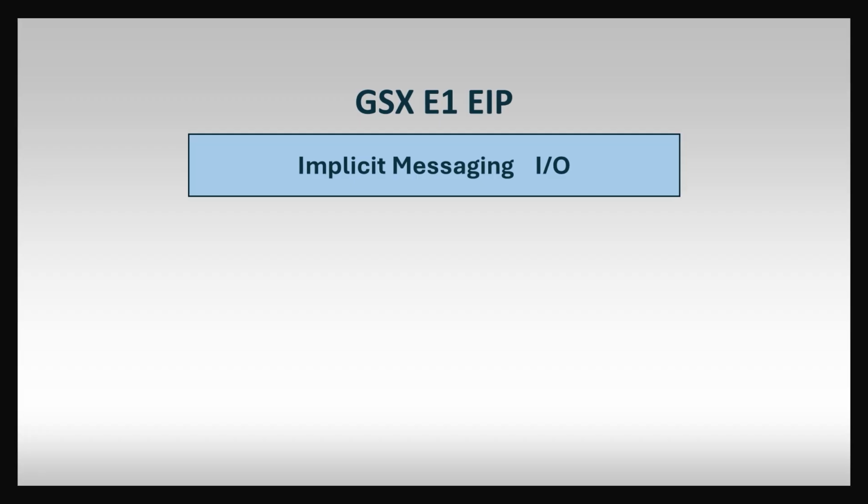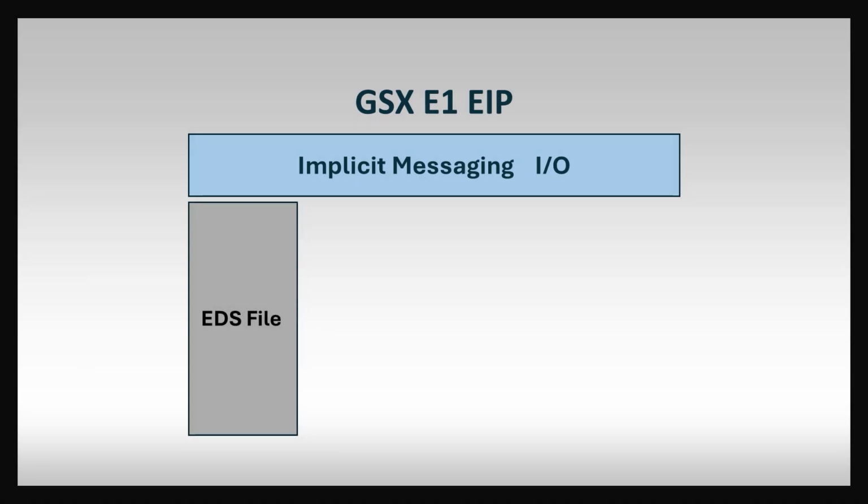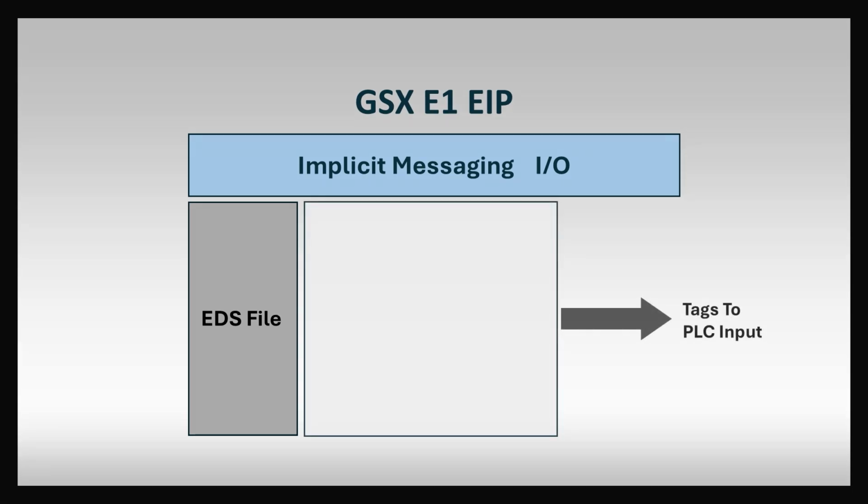To assist programmers with implicit messaging, an EDS file is provided. The EDS tags include data types such as Boolean, integer, double integer, and floating. Some examples of input tags include emergency stop active. This indicates the GSX is in an E-stop state.